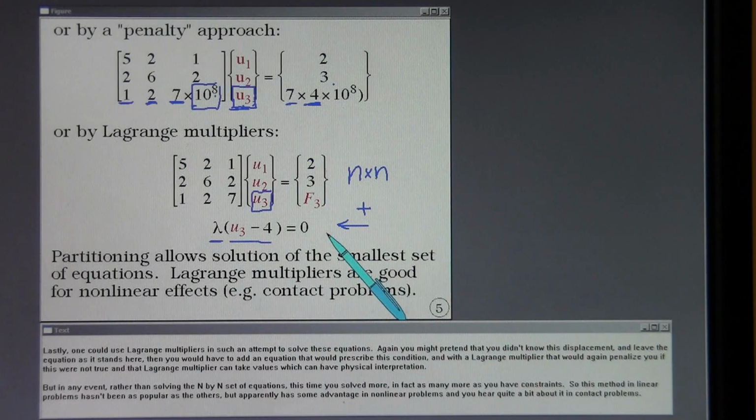So this method in linear problems hasn't been as popular as the others, but apparently has some advantage in nonlinear problems, and you hear quite a bit about it in contact problems.